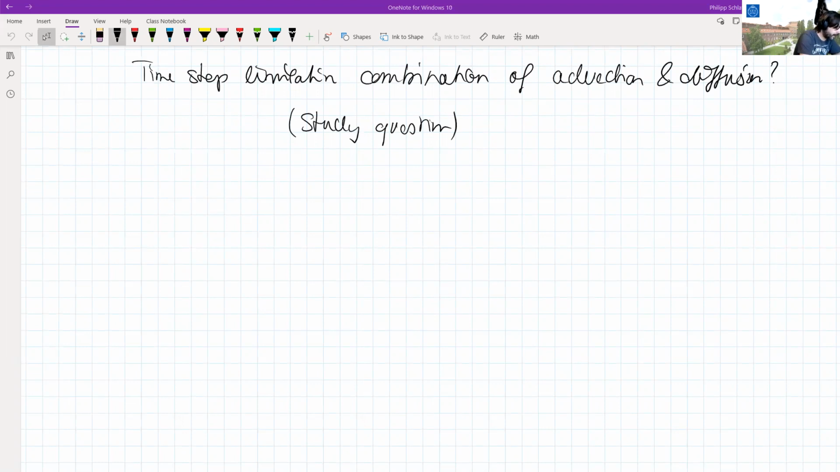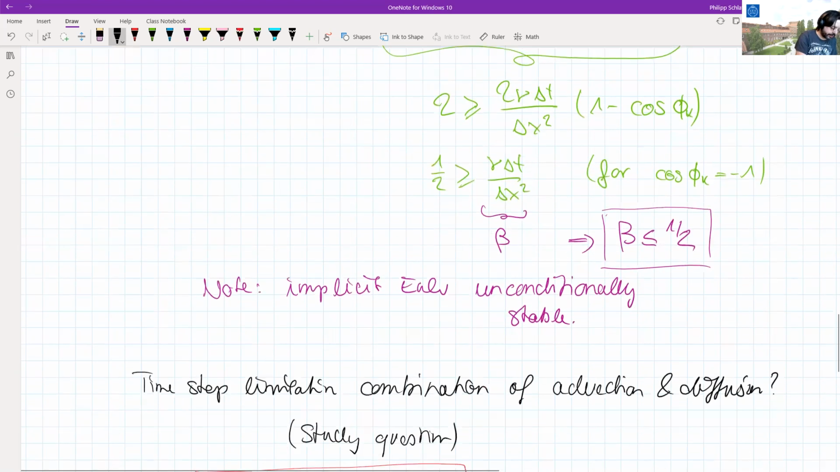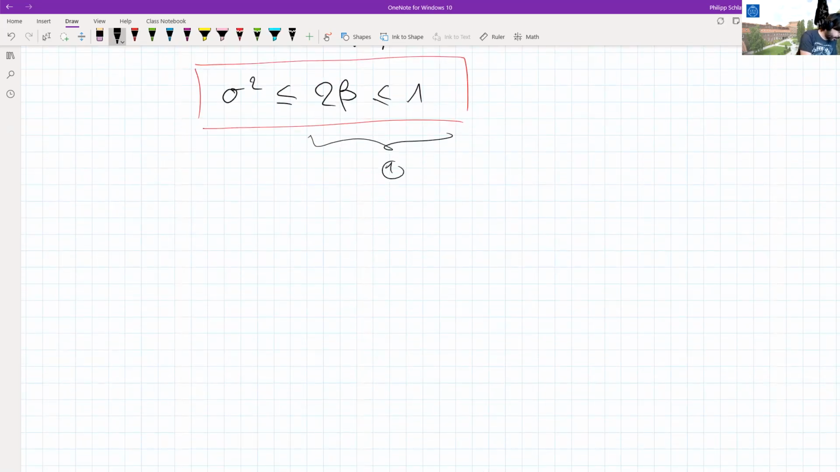As I said, this is actually something that's a study question, but I can directly give the result here. And the result is sigma squared lower equal 2 beta lower equal 1. This is the result if you do a combined advection and diffusion equation. Now you see it's actually two different conditions. One of them, that's of course easy to understand. That's the same condition that we have just found. So that's condition number one, simply the one that we had before, beta lower equal 1/2. And if you write it as a time step limitation, this translates to delta t lower equal 1/2 delta x squared divided by mu, the viscosity.